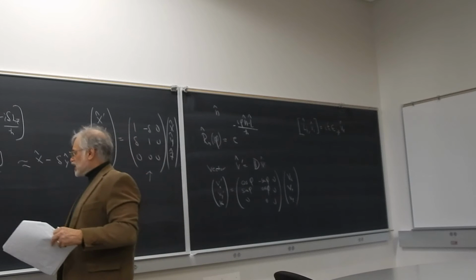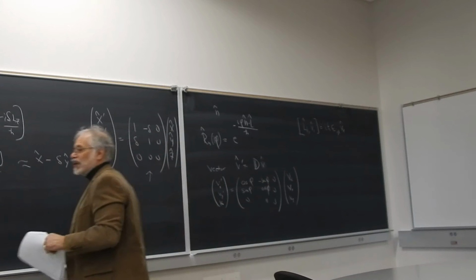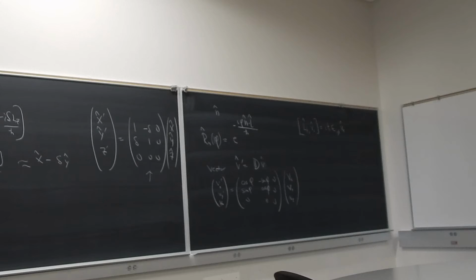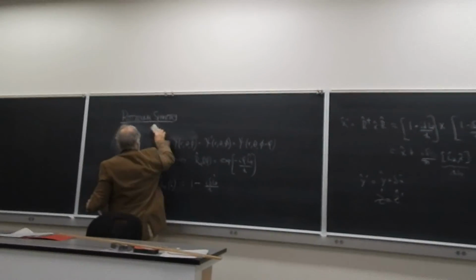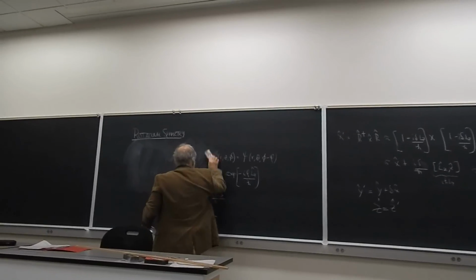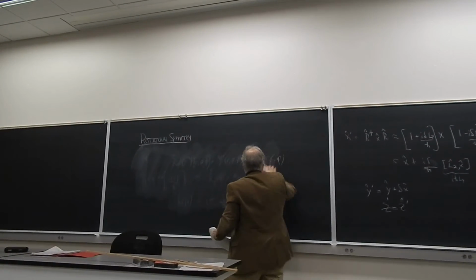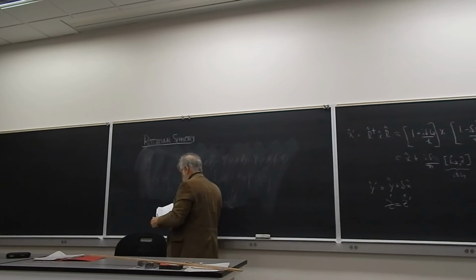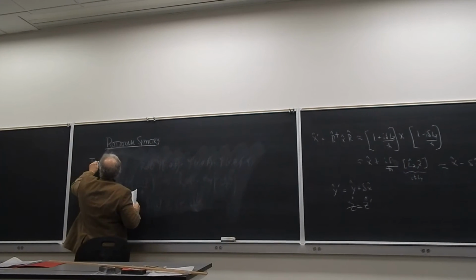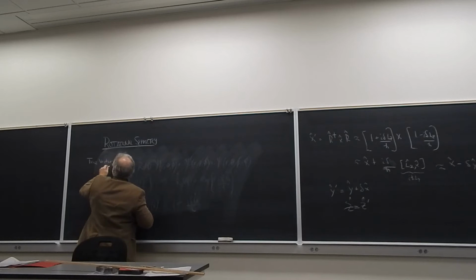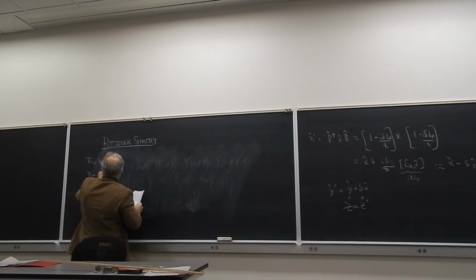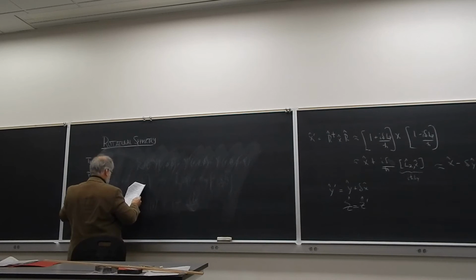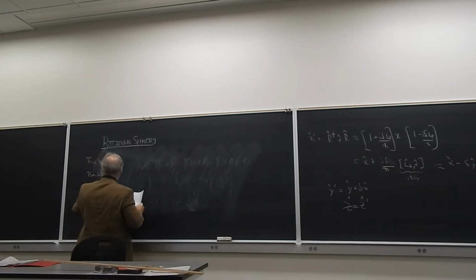So let's put a little table on the board and try to indicate sort of a list of how we classify vector operators, or scalar operators for that matter. So let's see, we'll have a true vector, we'll have a pseudo vector, we'll have a true scalar, and a pseudo scalar.